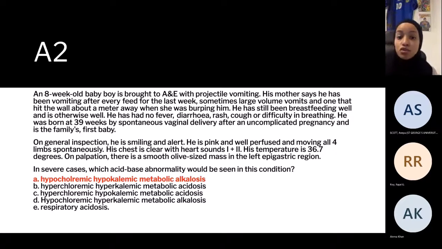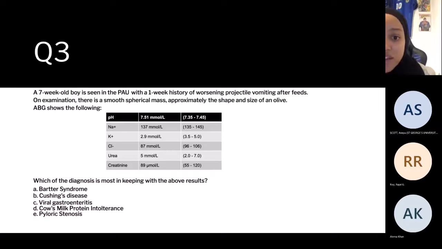With pyloric stenosis, the most common acid-base abnormality would be hypochloraemic, hypokalaemic metabolic alkalosis. The reason is that when you're vomiting, you lose your potassium and your chloride, so as a result you get a metabolic alkalosis with those two losses. I hope that makes sense. Just let me know or write it in the group chat if anything doesn't make sense, and then we can go through that as well. So here's the next question. I'll open the poll for that.